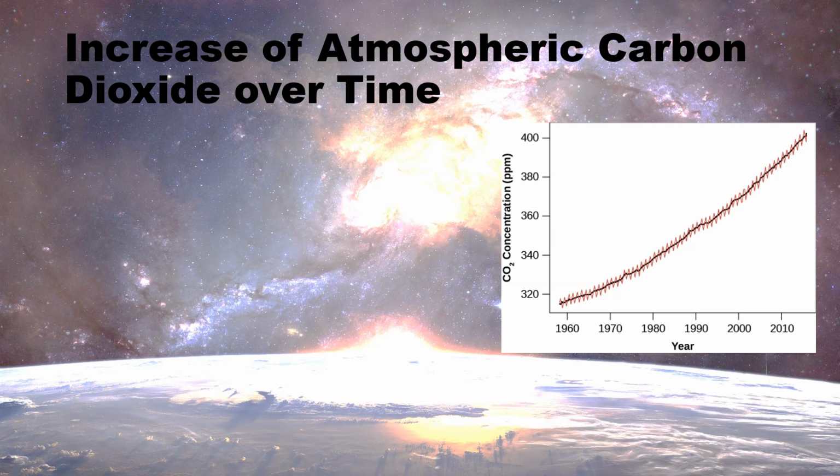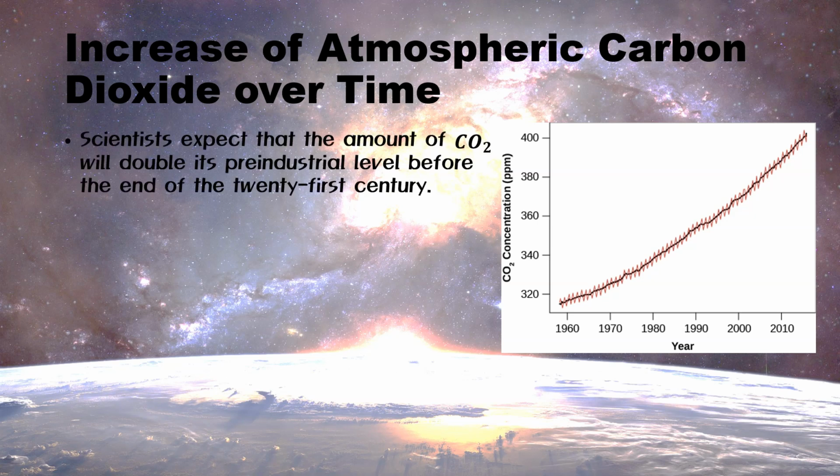One thing to keep in mind, though, is that while carbon dioxide and other gases were important to keep our planet in a state that was habitable, we have to also look at this over time and see how this might be changing our planet in the short term. Because scientists expect that the amount of CO2 currently in our atmosphere will double its pre-industrial level before the end of the 21st century.